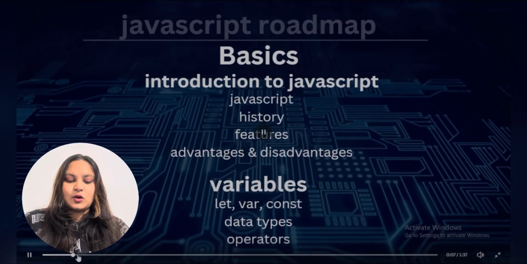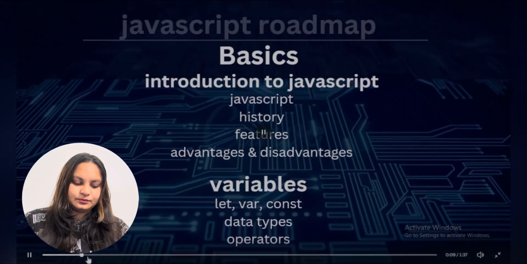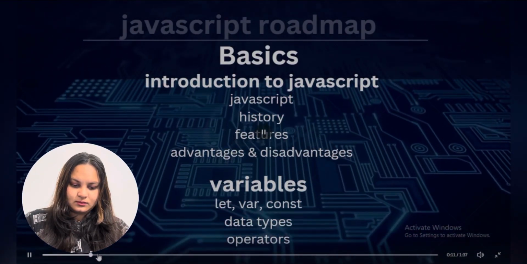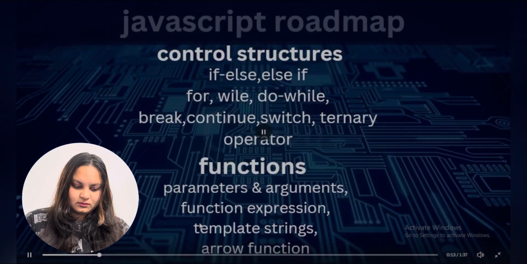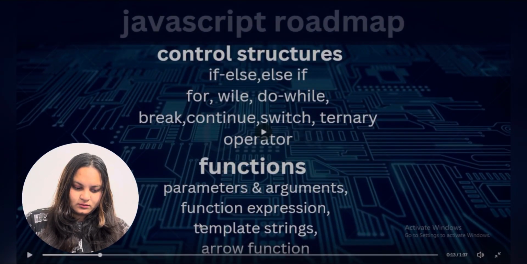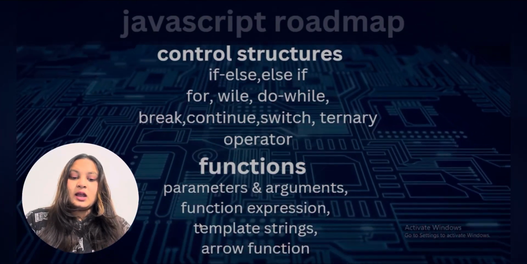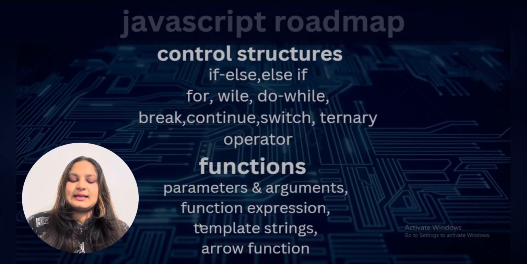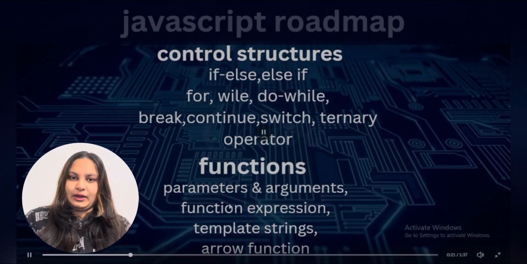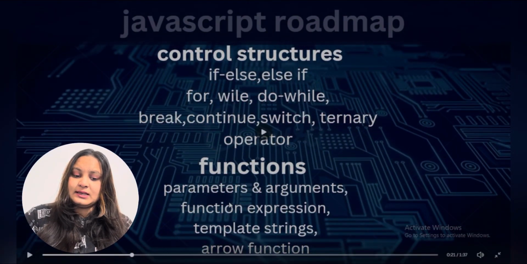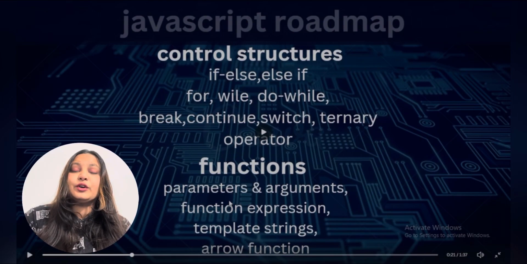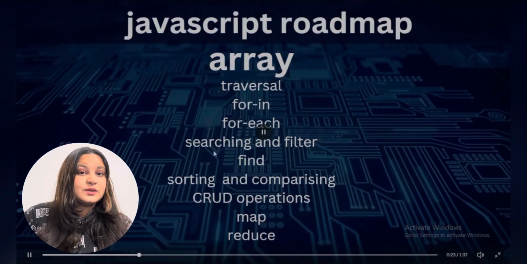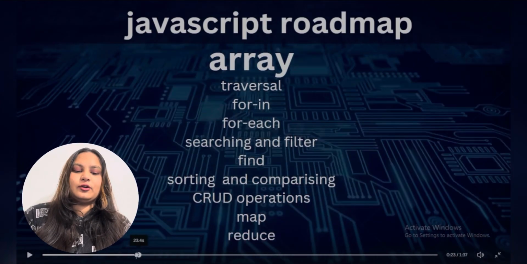Okay. Now, what is the next? So yeah, next comes the control structures. Control structures are like if, else, else if. These are kinds of conditionals. And there come some looping statements like for and while.